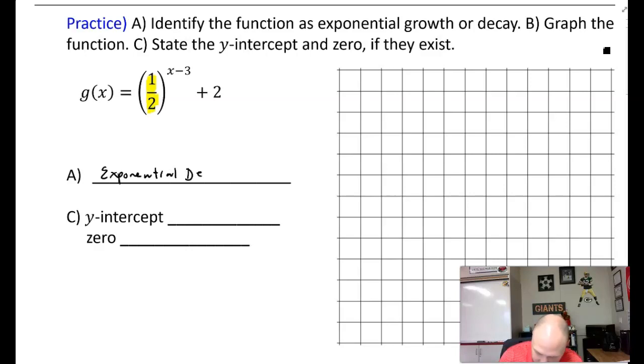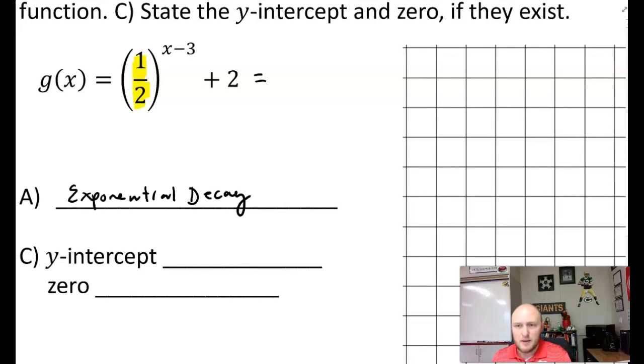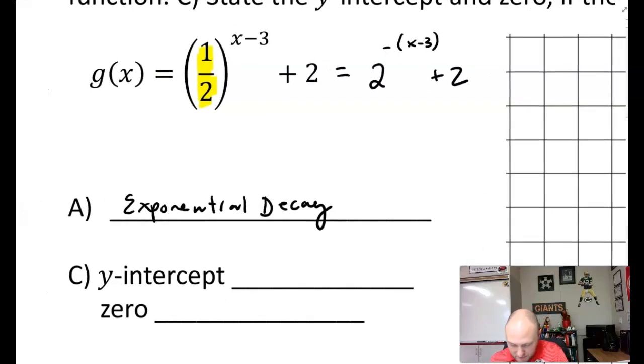Exponential decay. Now that we've identified that as base 1/2, we want to make this base 2, because we're going to graph using our key points from base 2. So this is really 2 to the power of negative 1 times x minus 3 plus 2. Okay, we're going to go back to our previous lessons, lesson 1 and 2 on graphing exponential growth and decay. Here we have a c value.